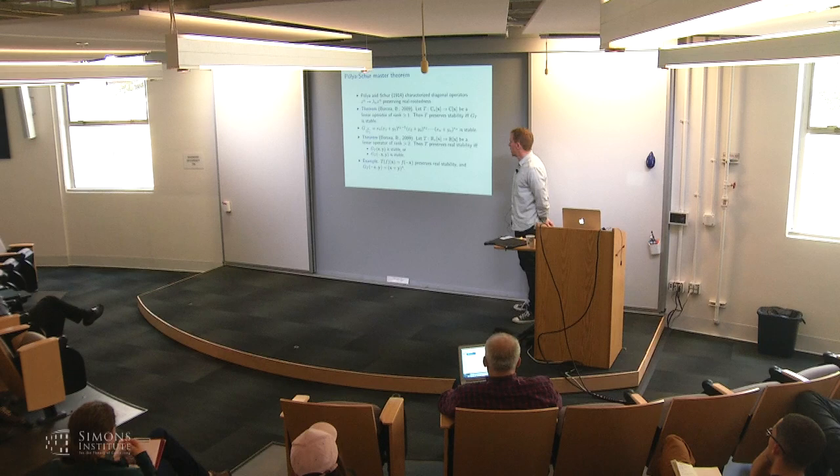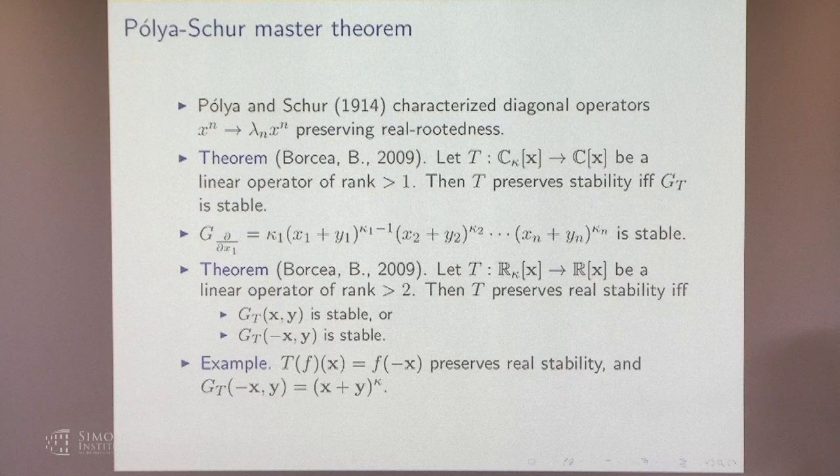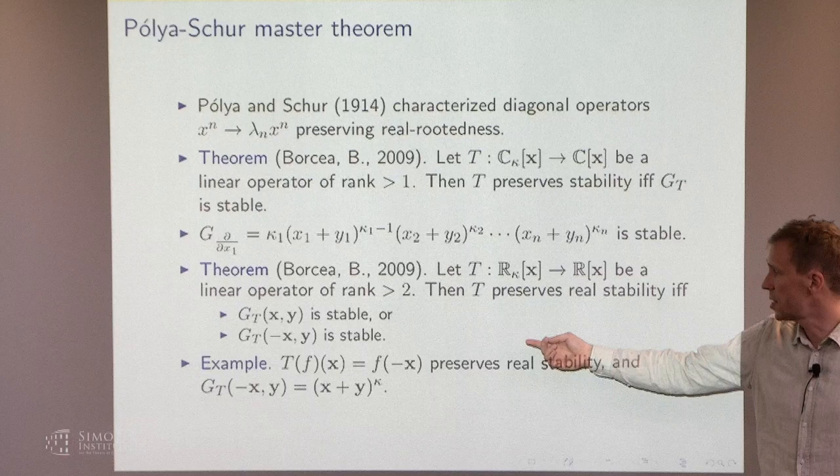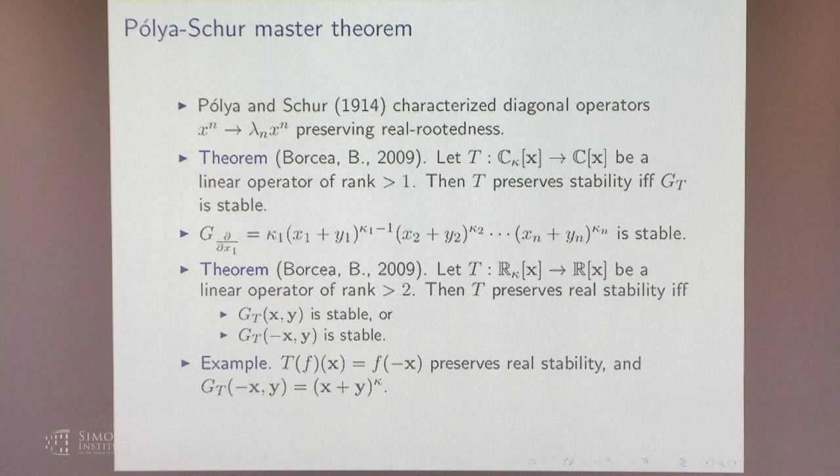But anyhow, this translates the upper half plane to the lower half plane, but since the coefficients are real, complex zeros come in conjugate pairs, so this operator preserves real stability too, and it translates between these two symbols.